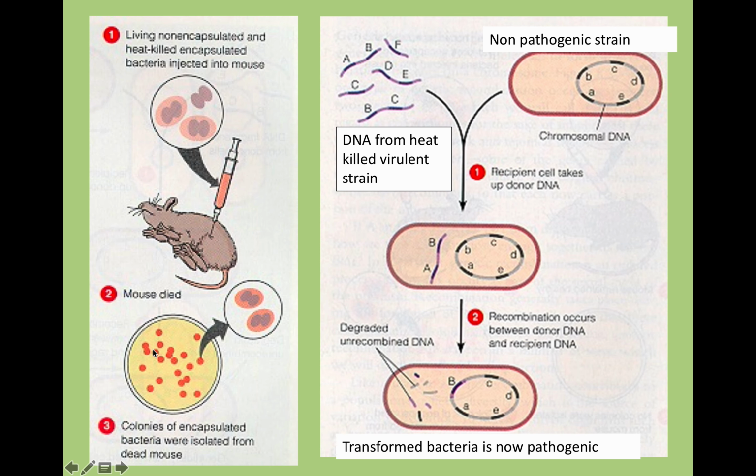And what he does is he cultures that mouse and he finds the encapsulated bacteria. So what happened was we have the non-pathogenic strain and DNA from the heat-killed virulent strain basically mixed together, so some genes here were taken in by the non-pathogenic strain. This is incorporated into that bacterium's genome, and that transformed bacteria is now pathogenic. So this bacteria picked up a new trait which allowed that bacteria to produce the capsule and make the mouse sick.